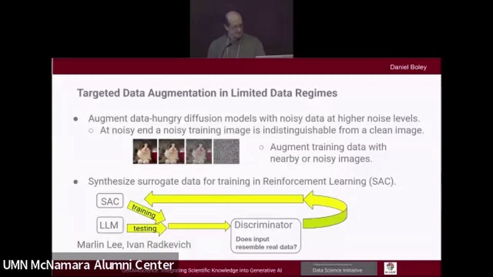And a second approach is in reinforcement learning, which is another data-sparse system, where we try to generate an LLM that would synthesize data that looks like the real data, and you need a discriminator or predictor to filter out the ones that don't, and use that as a way of augmenting the data.